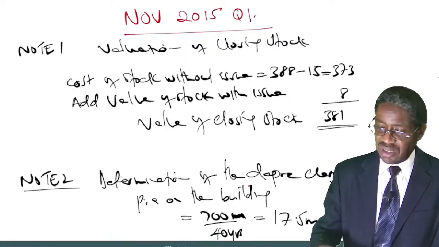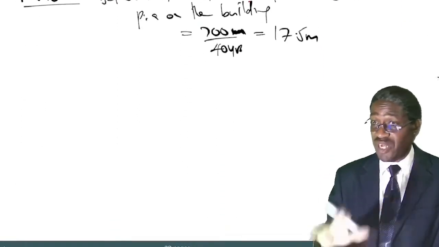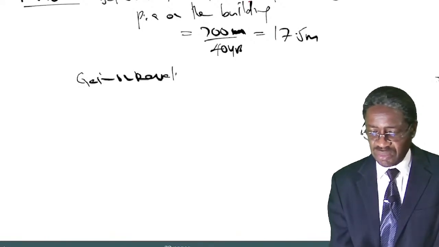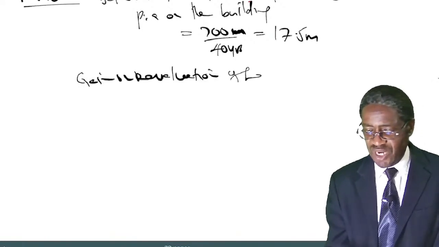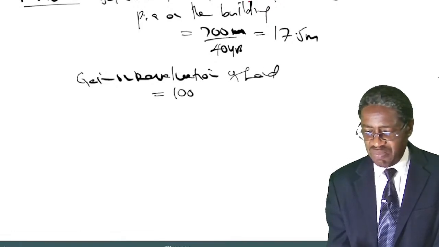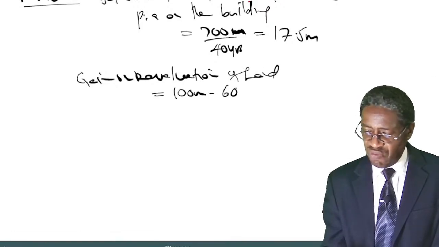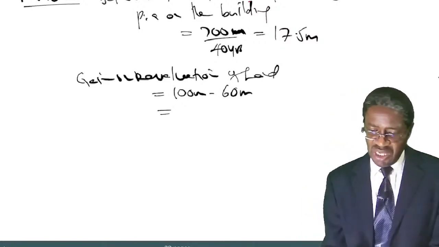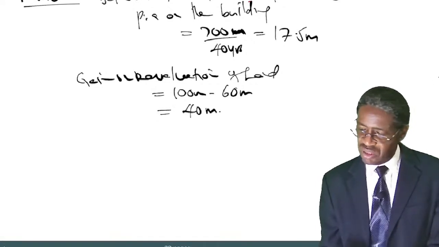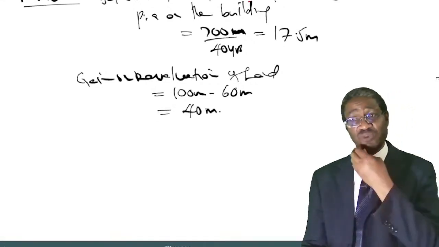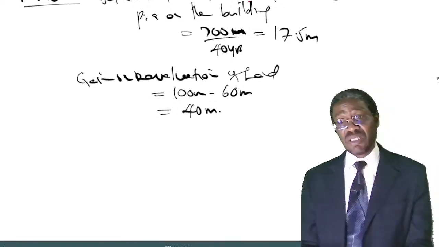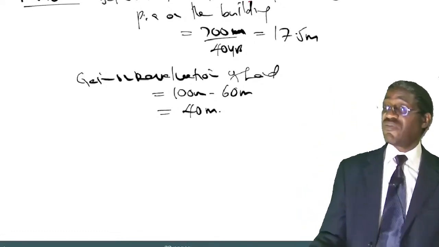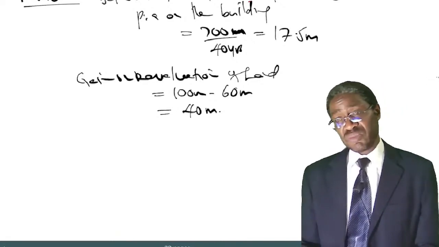Let us start with the land. What is the gain or loss on revaluation of the land? That looks like a gain. So come and say a gain on revaluation of land. We have 100 million minus the book value, which is 60 million in the trial balance. That gives me 40 million. So that's the gain we shall take to the statement of changes in equity. Remember, we said we have a revaluation reserve column.